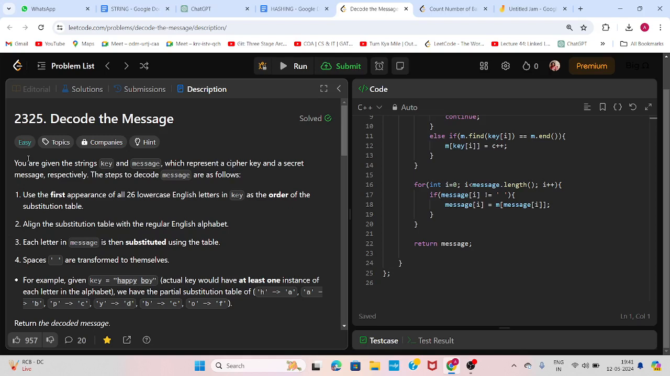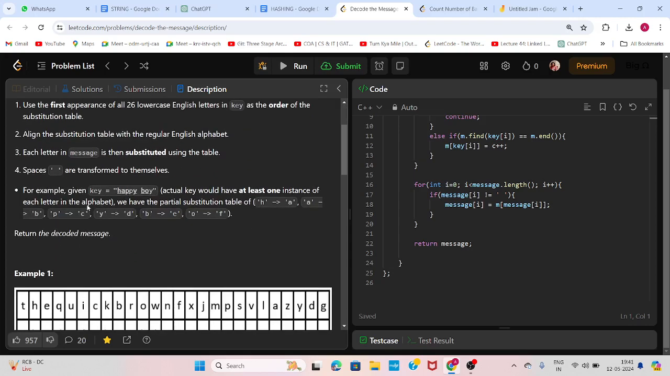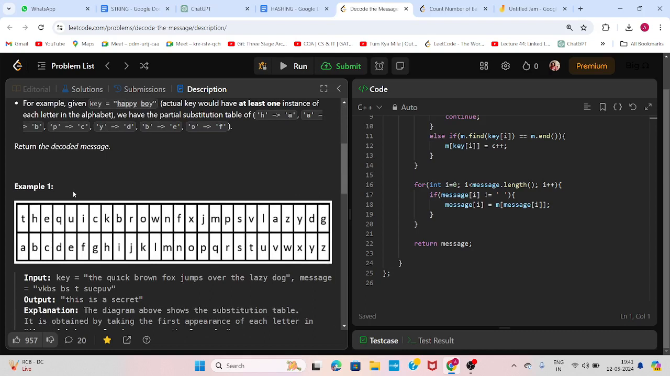Now use the first appearance of all 26 lowercase letters in key as the order of the substitution table. Align the substitution table with the regular English alphabet. Each letter is then substituted using the table. Spaces are transferred to themselves, for example. Like you can see that the description is quite unclear, and you don't understand what the question is trying to say. So for better understanding, let's move to the example.